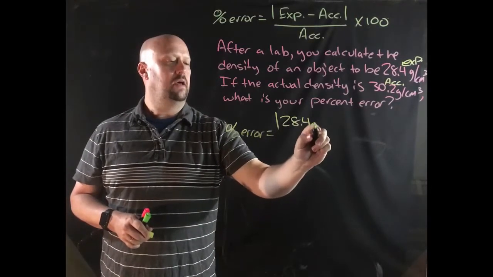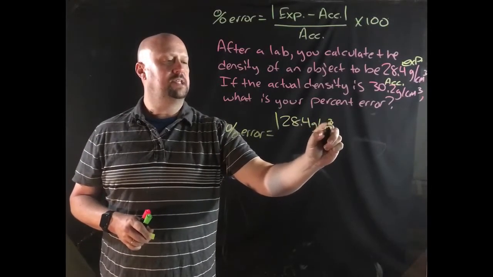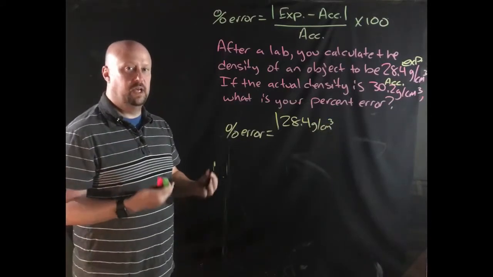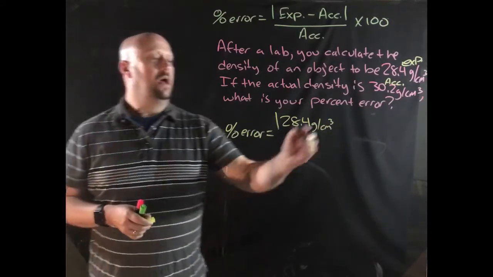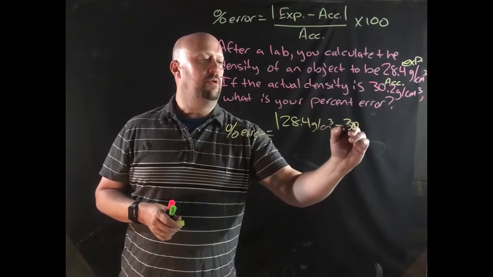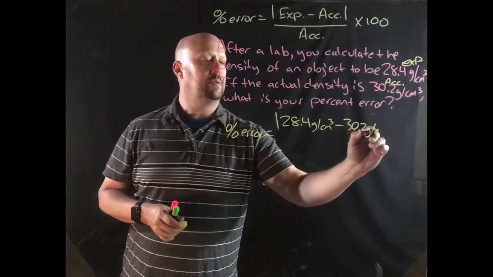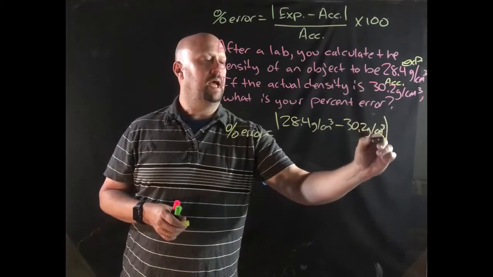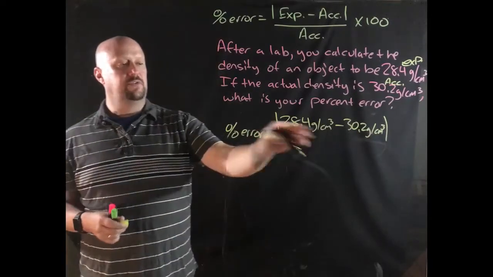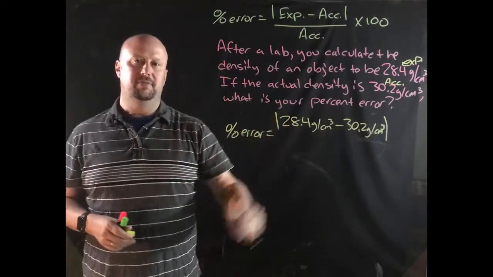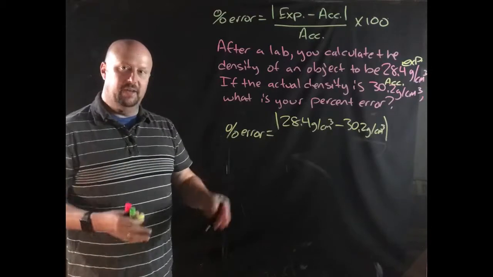Okay, and I'll go ahead and put the units, just because I think that's a good habit to keep yourself in, of always putting units. Minus 30.2 grams per cubic centimeter, absolute value. Now again, what that absolute value will do is, this is obviously going to give me a negative number. We're just going to drop that negative and go on from there.